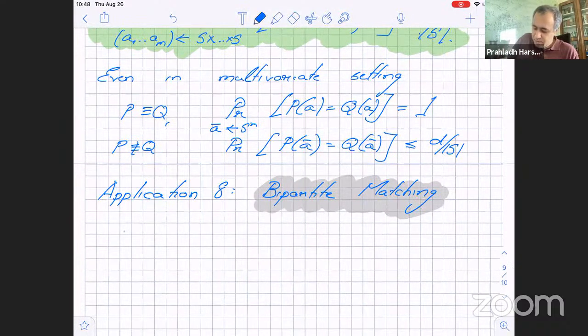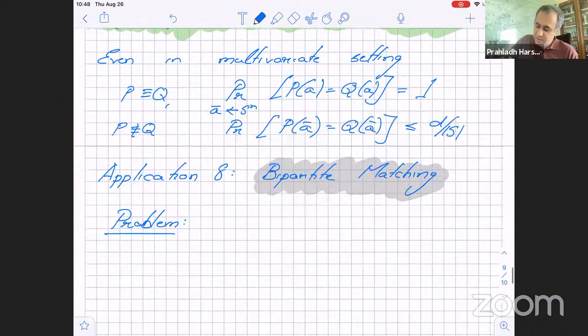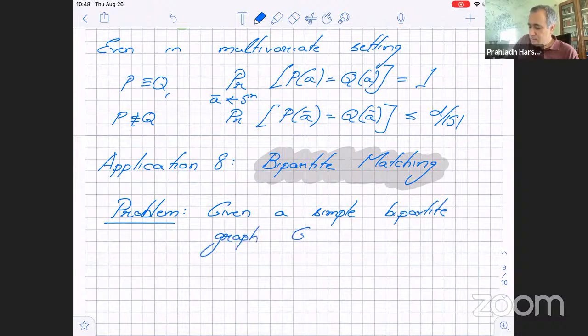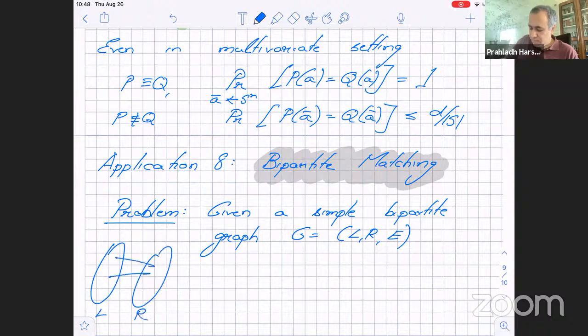So what's the problem here? The problem is, given a bipartite graph, given a simple bipartite graph, G is (L, R, E). What do I mean by that? So I give you the left side, I give you the right side, and I give you the set of edges.